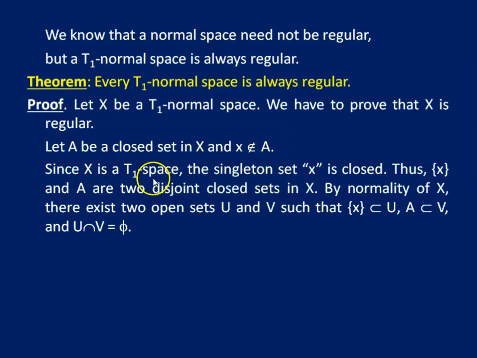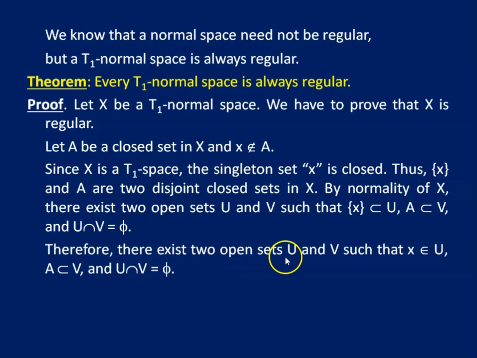Since X is a T1 space, the singleton set {x} is closed. We know that in a T1 space, every singleton set is closed. Thus {x} is a closed set, and x is outside A and A is a closed set. So the singleton set {x} and A are two disjoint closed sets in X. And it is given that X is a T1 normal space. By normality of X, there exist two open sets U and V such that U contains {x} and V contains the closed set A, whereas U and V are disjoint. So the space is regular.